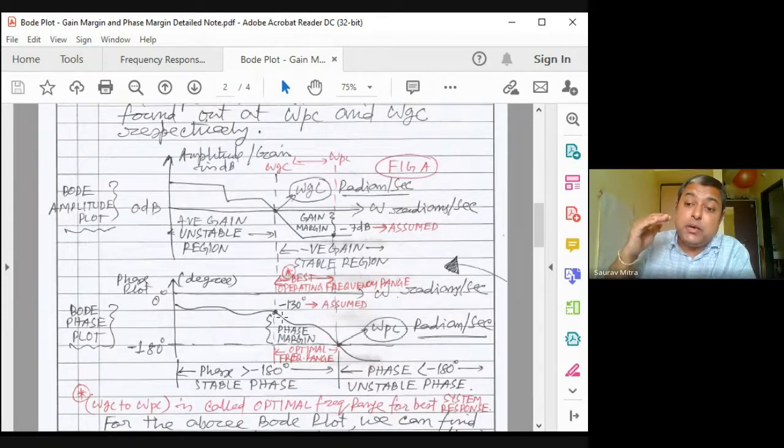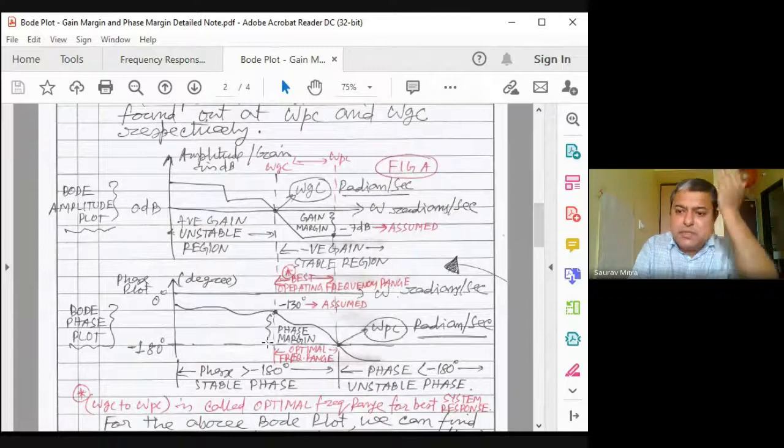So you have a cushion of 50. Still, if you reduce the phase by 50, your system will still be stable. So how much is the cushion available with you? 50 degree. So that is called the phase margin. So at omega gc, phase should be greater than minus 180. Greater than minus 180 means minus 130.